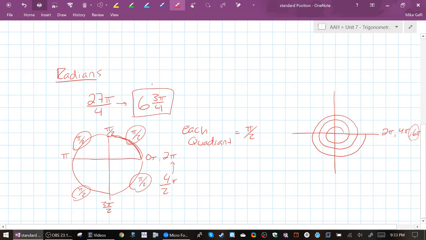Now I've taken care of that 6 over here. Now I have to take care of that 3/4 pi, right? If I wrote this as a decimal, it's 0.75 pi. Each quadrant is only half a pi. So my question to you is, is 0.75 more than a half? And the answer is yes. Because it's more than a half, I'm going to break through one more quadrant. That would be 0.5 pi, but I want 0.75 pi. So I'm going to break off somewhere and finish in this quadrant, which would be quadrant 2.